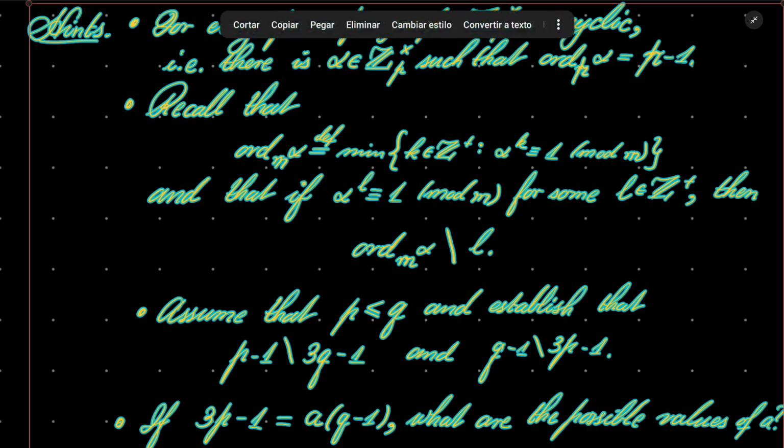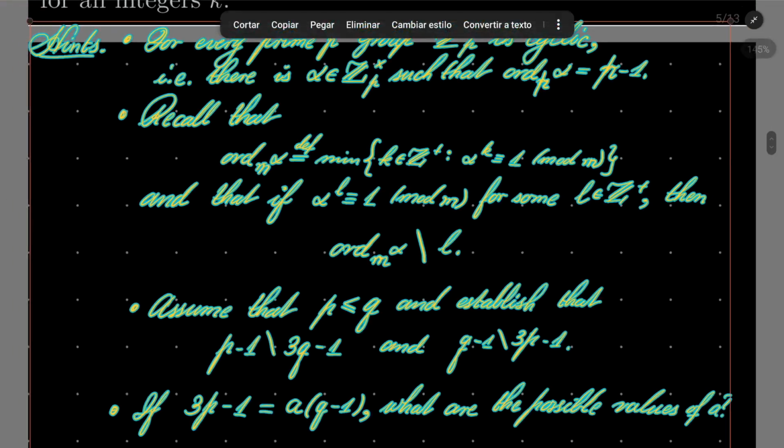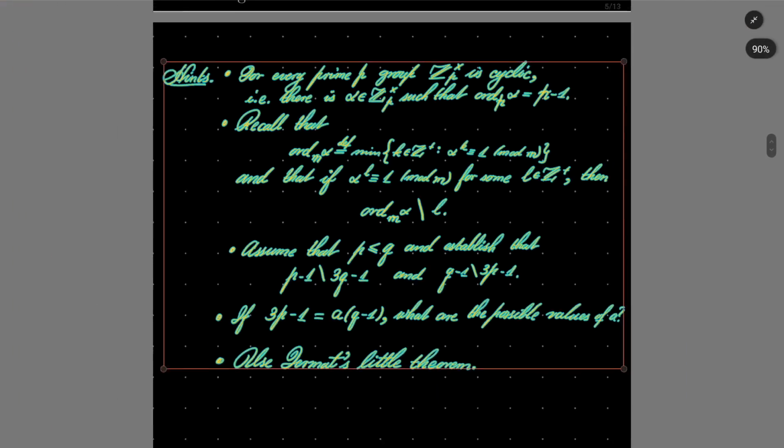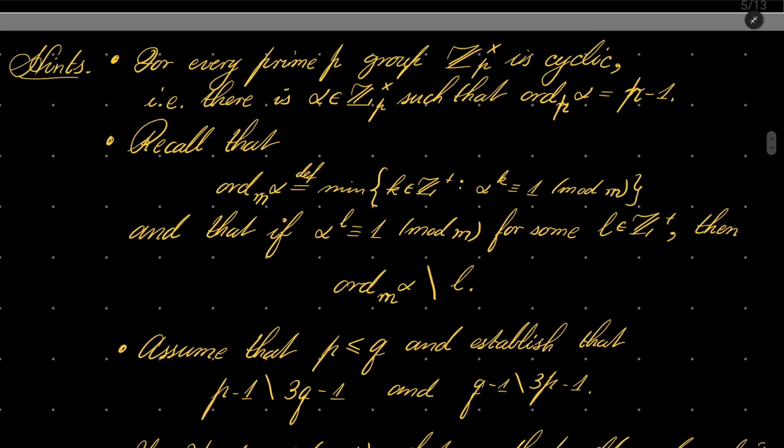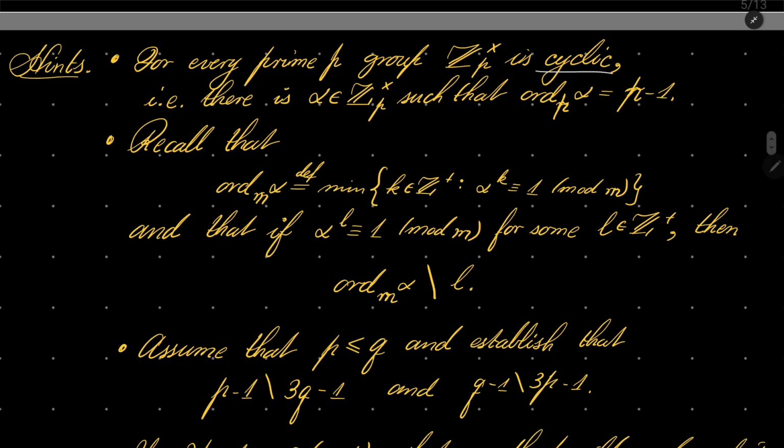Here are my hints for this problem. First of all, we'll use the following fact that the group Z_p star, which consists of numbers from 1 to p minus 1 with the operation of multiplication modulo p, is cyclic, which means that there is some element which generates this group, which in turn means that the order of some element alpha modulo p equals p minus 1.